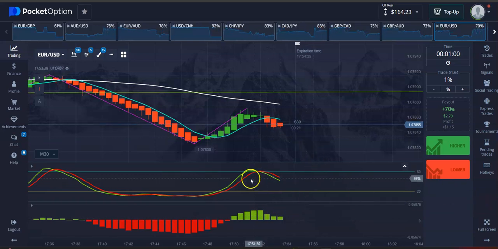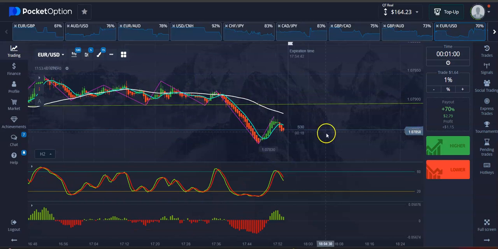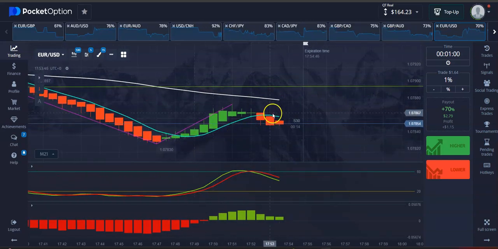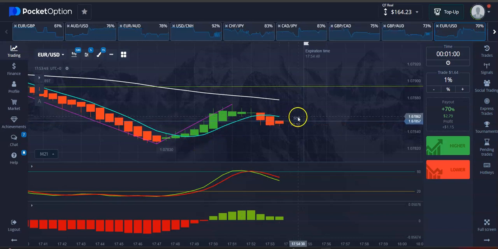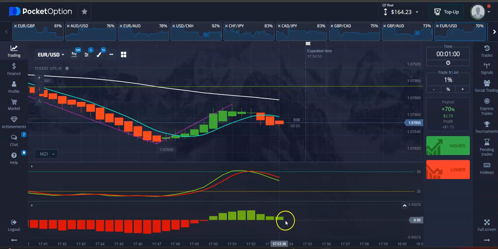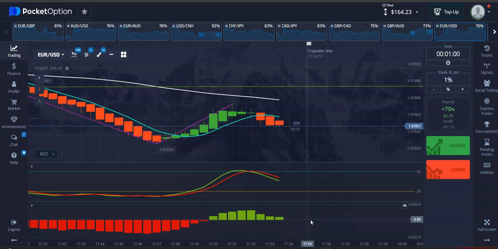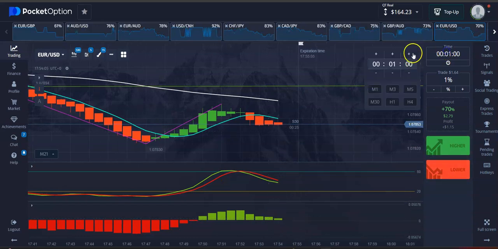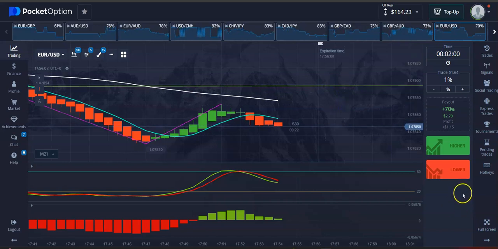So let's see. We got a crossover. We're on a downtrend because we are below the 50 SMA, and the candles are closing below the 7 SMA, but we still have some bullish volume. Okay, so let's see how the next candle is going to close. Okay, volume is decreasing, so I'm going to go for 2 minutes on this one. Dammit.